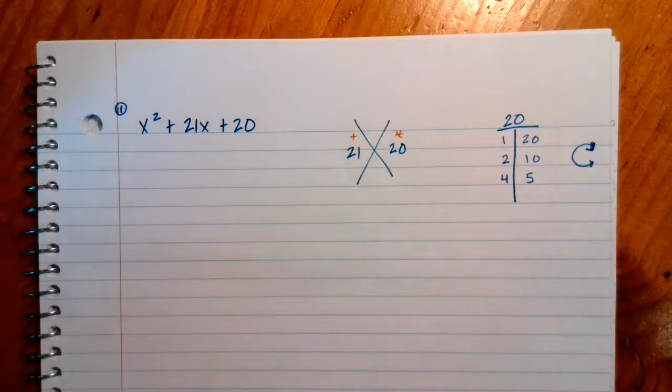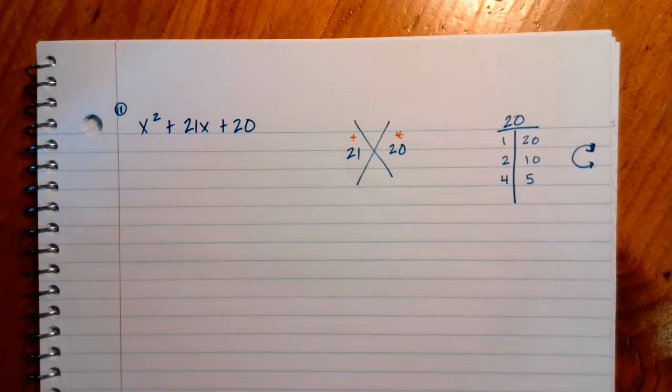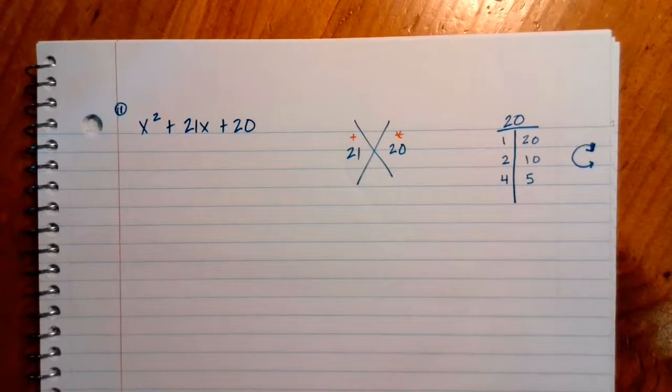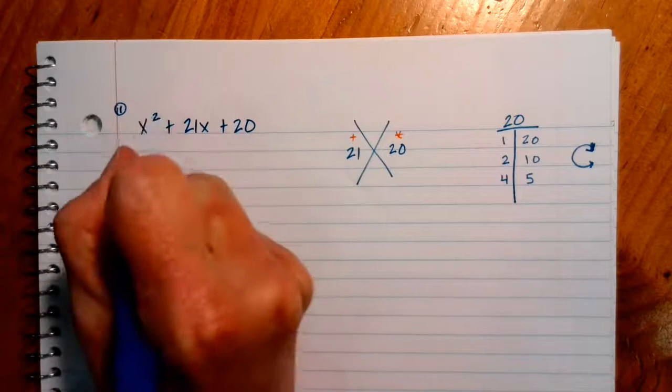If you want to use Desmos, you can type the same thing into your Desmos and it'll give you a graph, or it'll give you a table with the same values. So do you see which two numbers multiply together to give you 20 and add together to give you 21? Yep, I see them too.